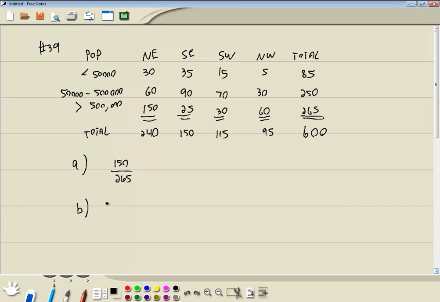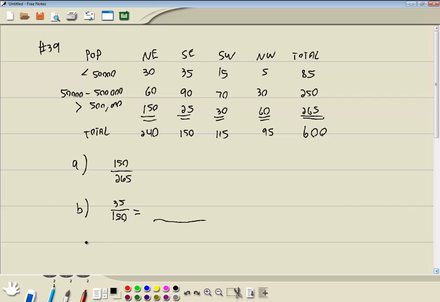Okay, now B. Given that the restaurant is located in the southeast, so now they've narrowed it down to only looking at the southeast column. So on the bottom is going to be 150. What is the probability that it is in a city with a population under 50,000? Looking at just the southeast column here, under 50,000 is 35. So you've got 35 over 150, and then whatever that gives you when you plug it in your calculator.